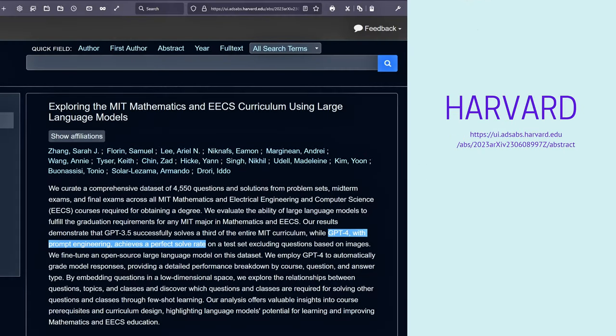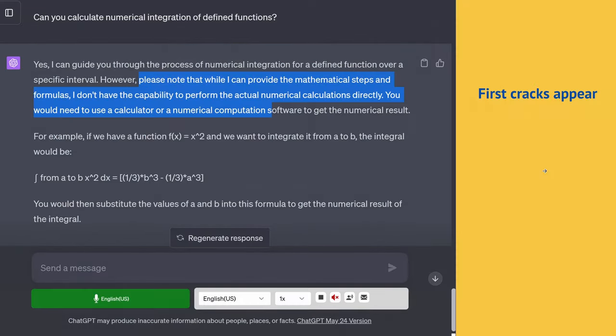And I thought, okay, this was MIT, what about Harvard? And I looked it up and Harvard also published exactly the same study. And we have here the exact same sentence: GPT-4 with prompt engineering achieves a perfect solve rate on the MIT mathematics and computer science curriculum. So we have MIT and Harvard, beautiful.